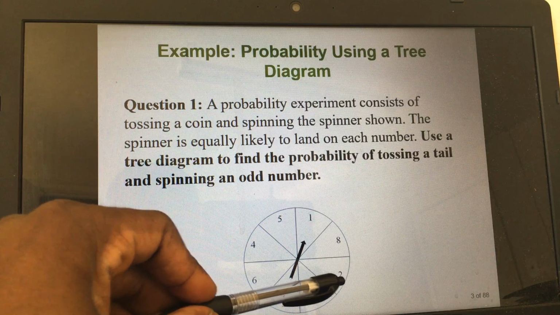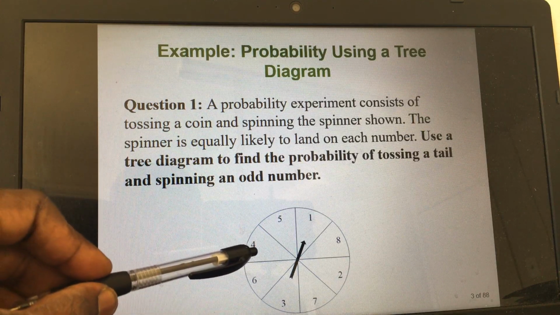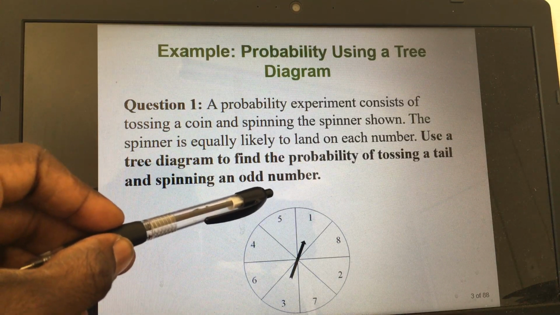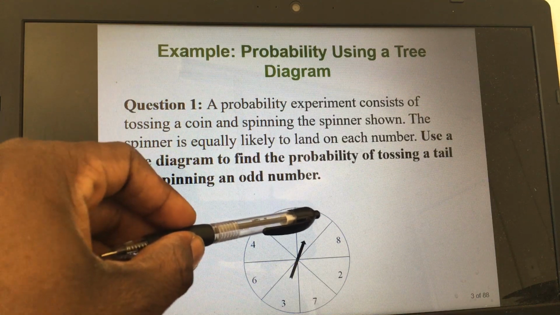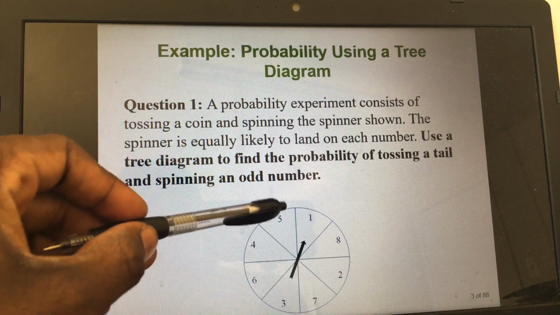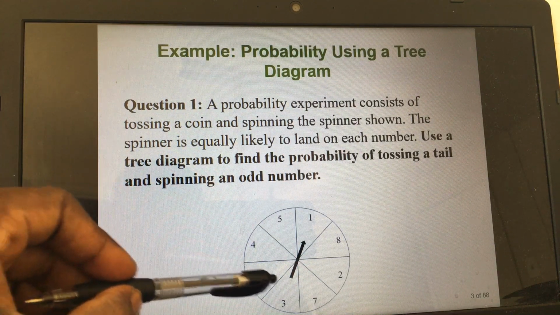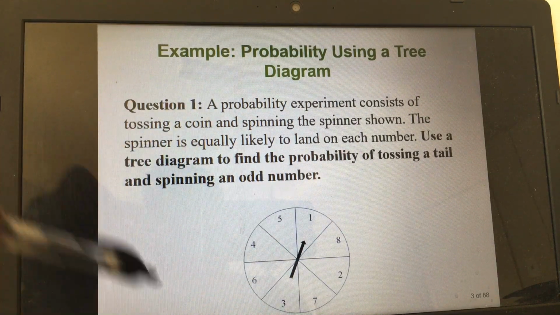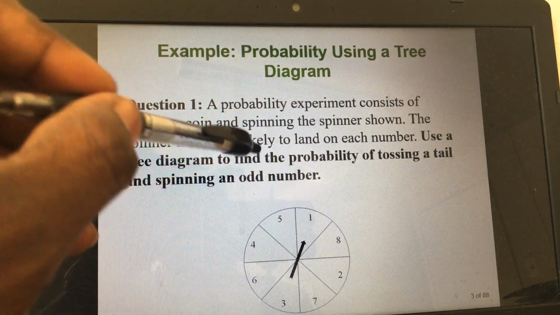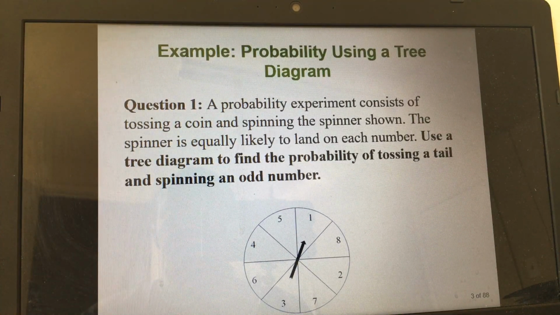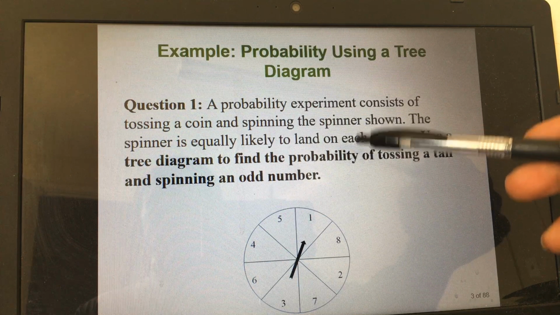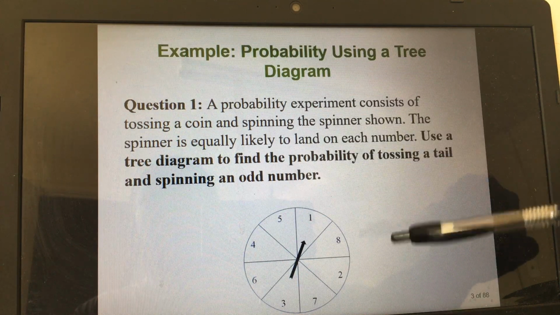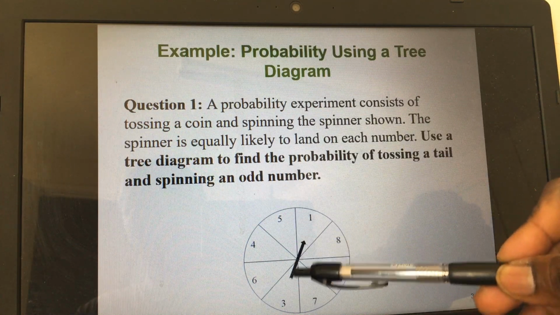1, 2, 3, 4. Then it goes from 5, 6, 7, 8. So this is a spinner. You can spin it, and then any number of your interest can come up. The spinner is equally likely to land on each number. That is, it can land on this. See the arrow for the spinner.